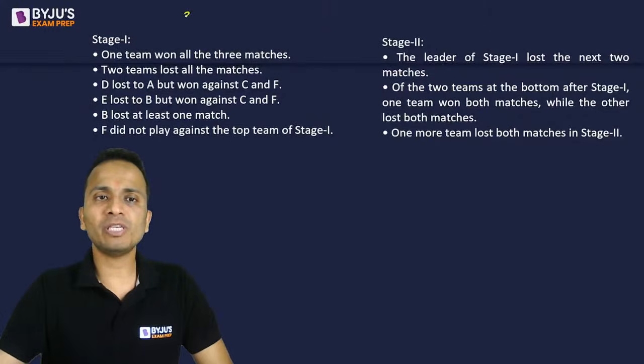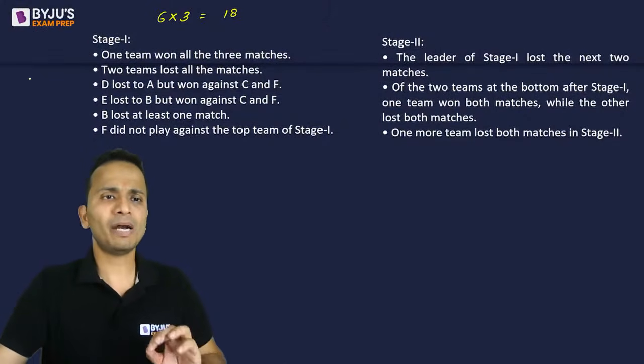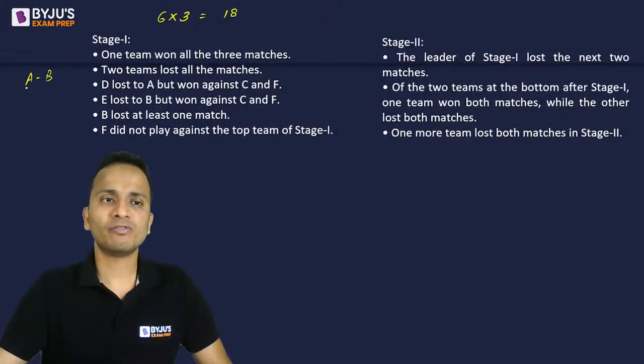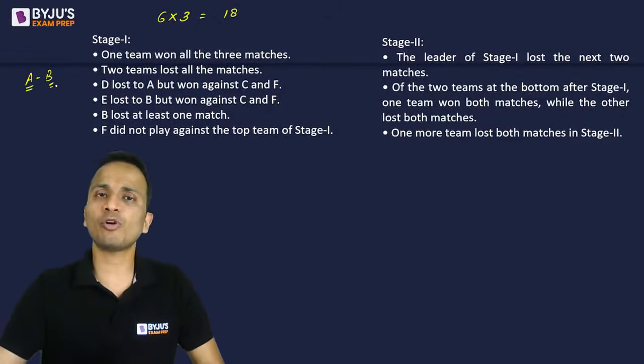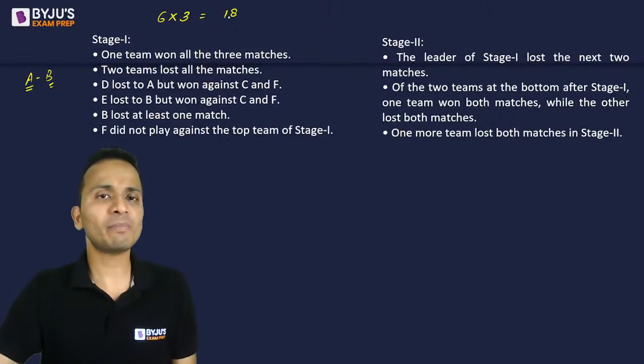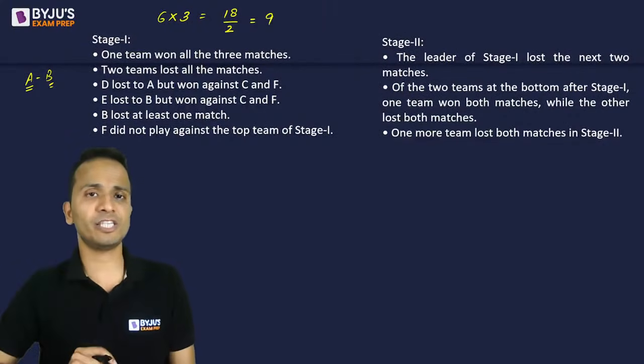So every team will play 3 matches, and there are a total of 6 teams. So generally the answer comes out as 18. Generally we'll give the answer as 18. But as I was explaining, consider a match between A and B. This match is counted as a match for A as well as for B. So every match is counted twice. So here if I'm writing 18, then every match is counted twice. So I'll divide it by 2, and actually there will be a total of 9 matches in the first stage.